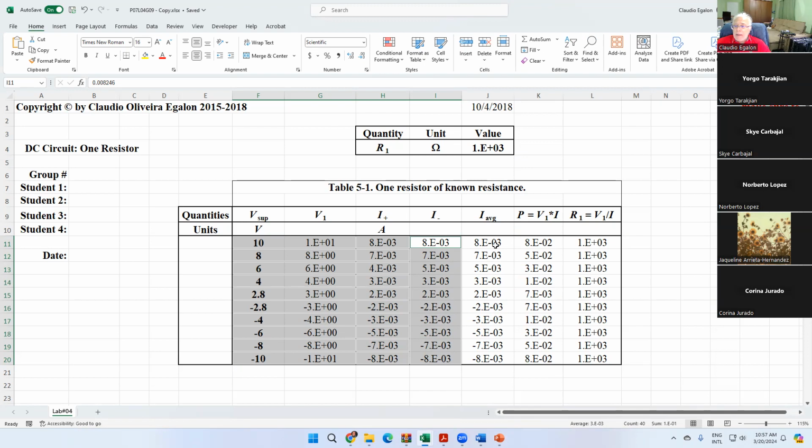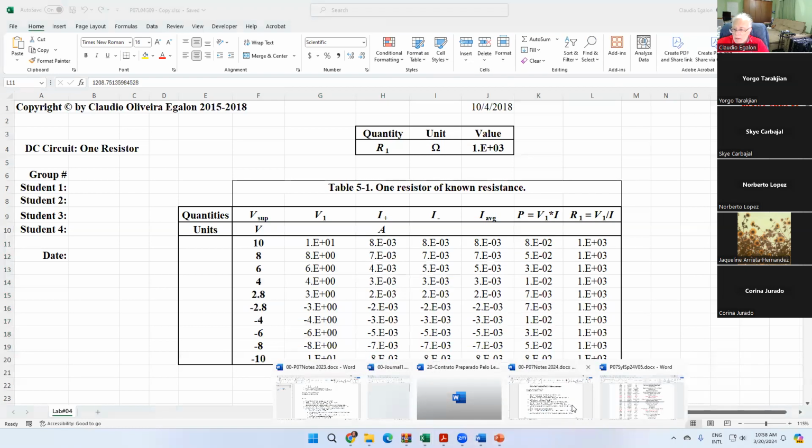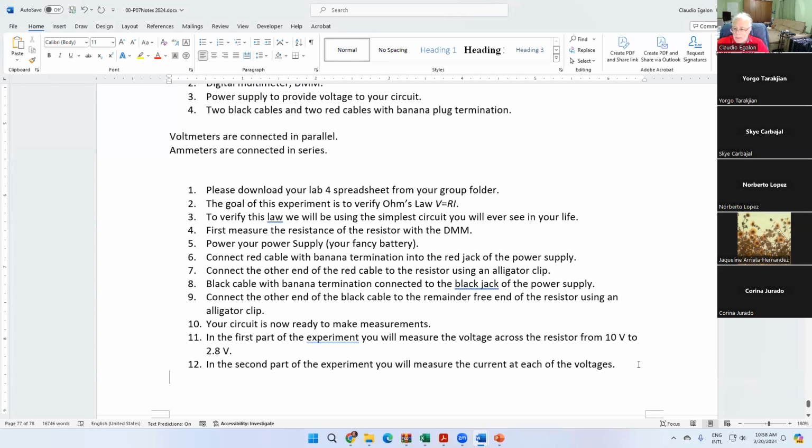And right in here is the average of those two values. Here is the average of those two values. The power, and now the resistance using Ohm's law. So the next step, once we measure all the current values, we can plot our graph.